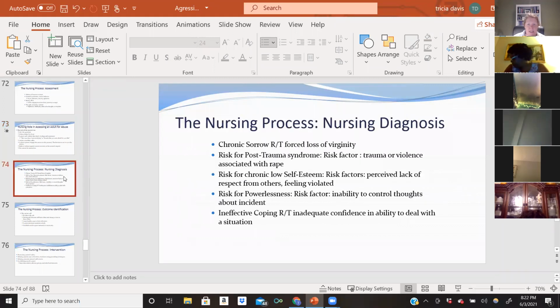In our documentation system, some nursing diagnoses that we may see: chronic sorrow related to forced loss of virginity, risk for post-traumatic stress syndrome, trauma or violence associated with rape, risk for chronic low self-esteem, risk factors: perceived lack of respect from others, feeling violated, risk for powerlessness, risk factor inability to control thoughts about the incident, and then ineffective coping related to inadequate confidence in the ability to deal with a situation.